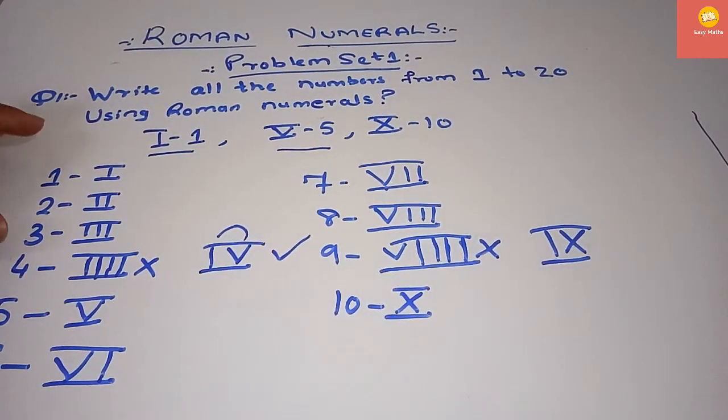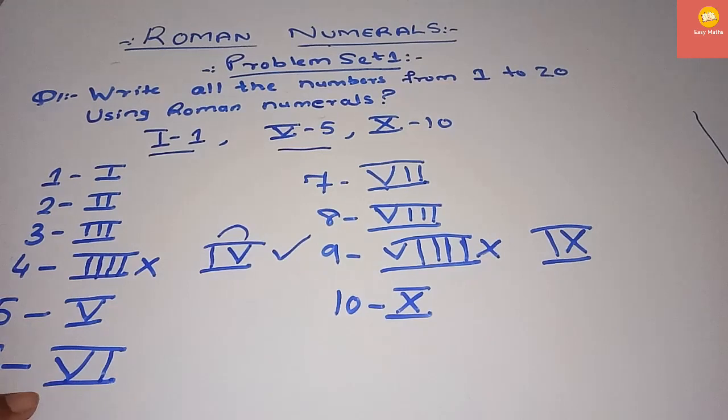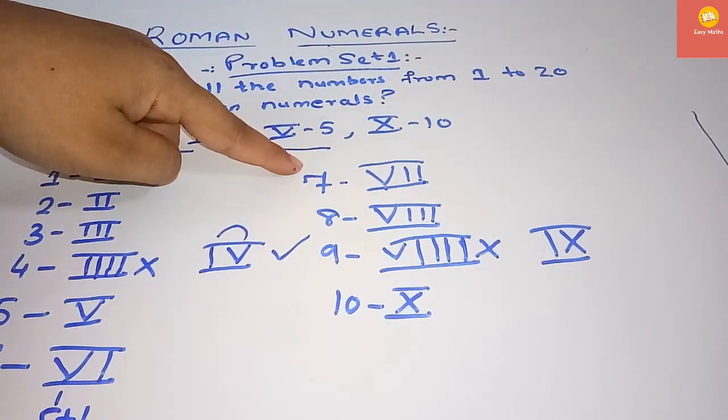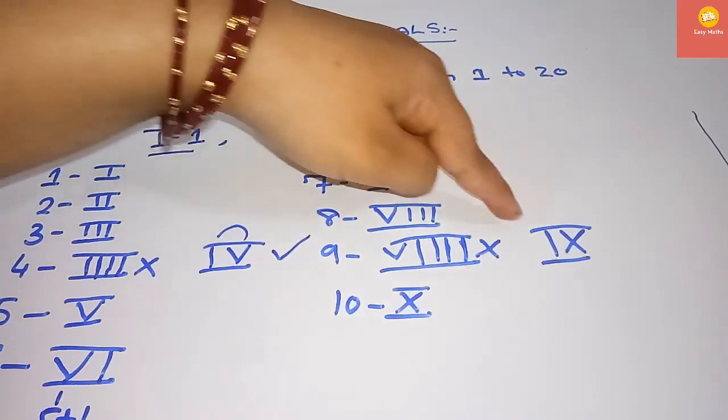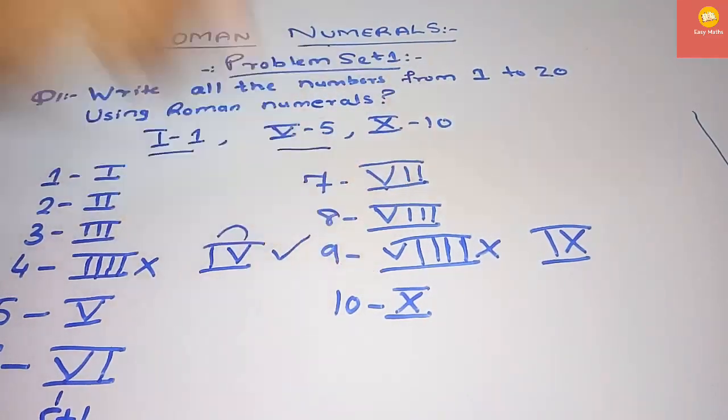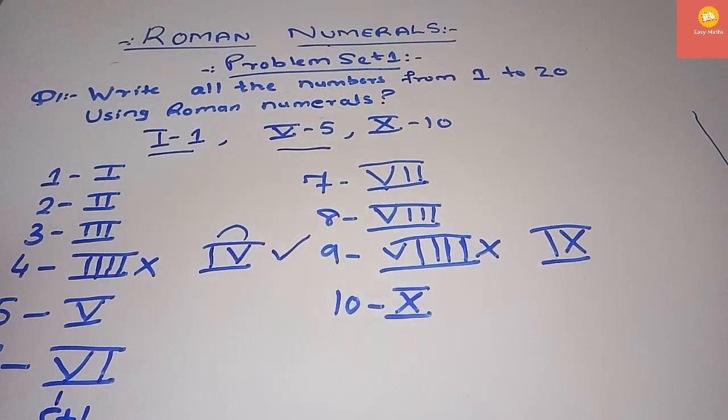Okay. 1 to 3, it's simple. Capital I, 2 capital I, 3 capital I. 4 is like this. 5 is capital V. 6 is, this is nothing but 5 and this is nothing but 1. 5 plus 1 is 6. 7, 8 is nothing but 3 times I. 9 is nothing but like this and this is 10. Okay. So I hope this question is understood.